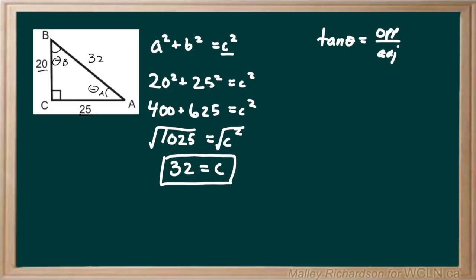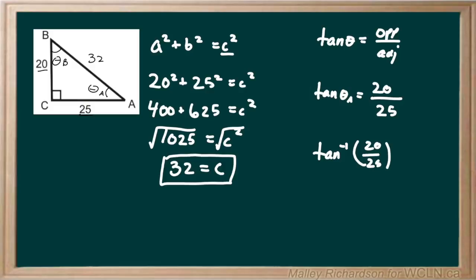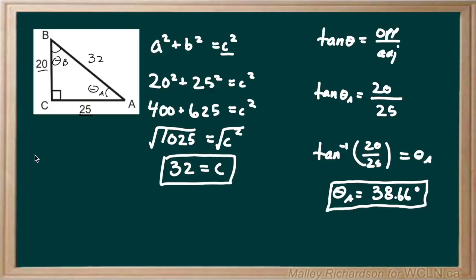So in our formula, we have tan theta, in this case theta A, equals our opposite of 20 and our adjacent of 25. So to solve for theta, we want to take the inverse of tan. So when you put that in your calculator, it'll look like tan inverse of 20 over 25, and you'll get your answer for theta A. So plugging that into your calculator, you get your answer for theta A to equal 38.66 degrees.